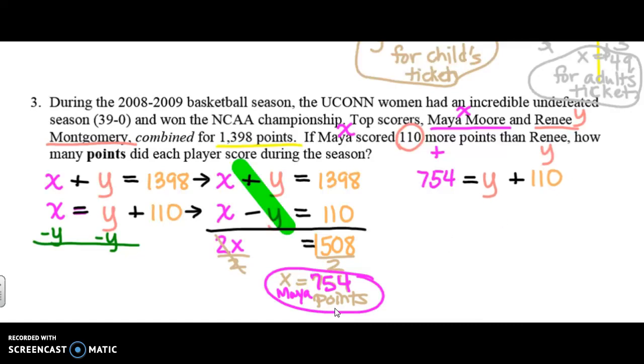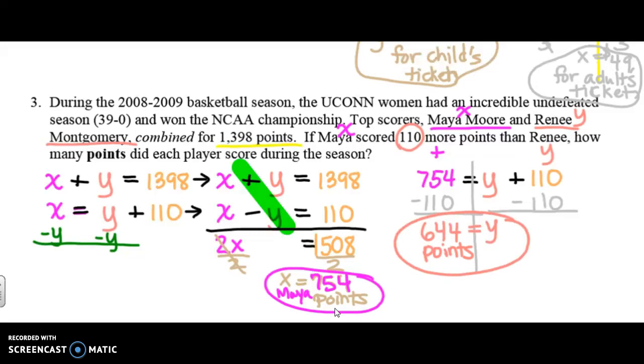Alright, replacing x with 754 equals y plus 110. But plus 110 needs to be canceled out so that y is isolated, so I'm going to subtract 110 from both sides. Y is left on the right, and when I subtract 110 from 754, I get 644. So Renee Montgomery has 644 points in the 2008 to 2009 season.